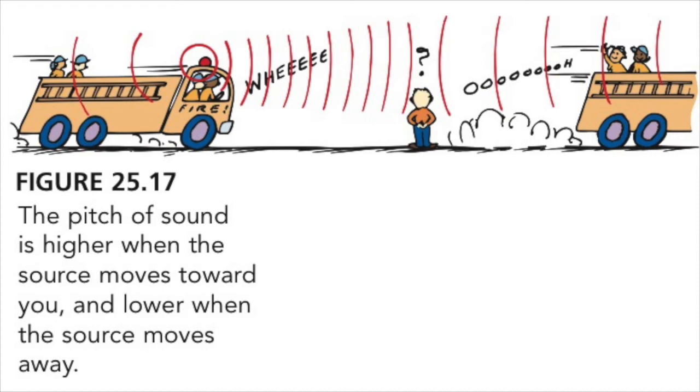In figure 25.17, the pitch of sound is higher when the source moves towards you and lower when the source moves away. And again, this change of frequency is called the Doppler effect.